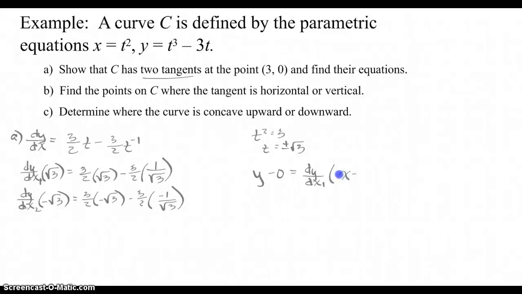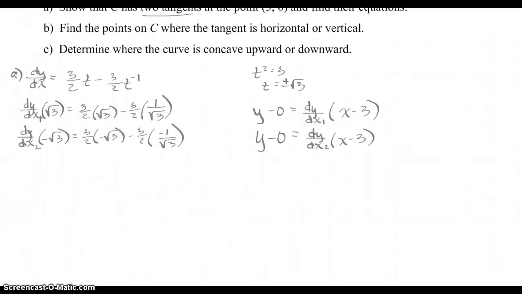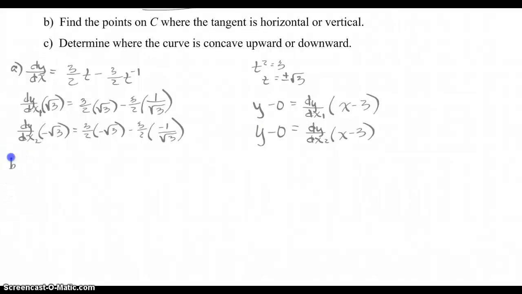And this would be times x minus 3, there would be 1, and then y minus 0, and again this would be some real number that we would have found already that we would sub in there. I'm just trying to save time on the video. Alright, so let's look at part B.